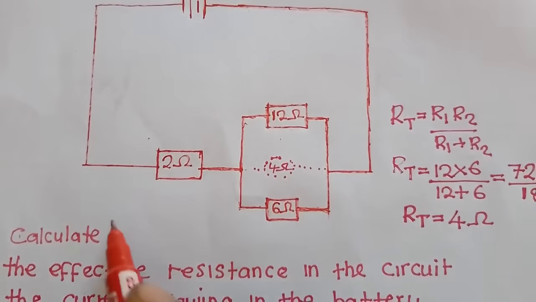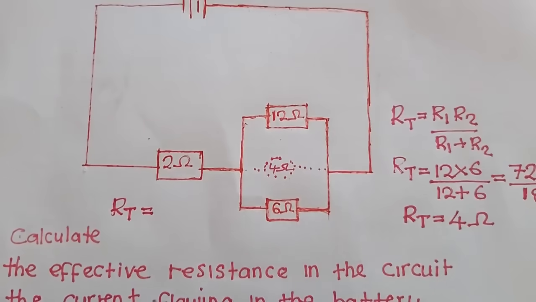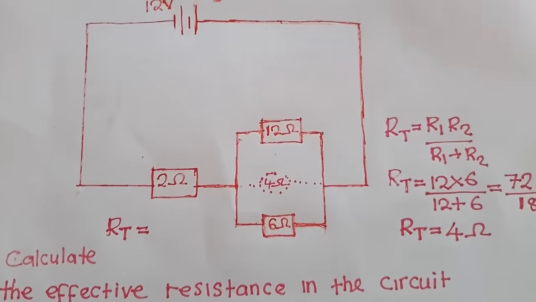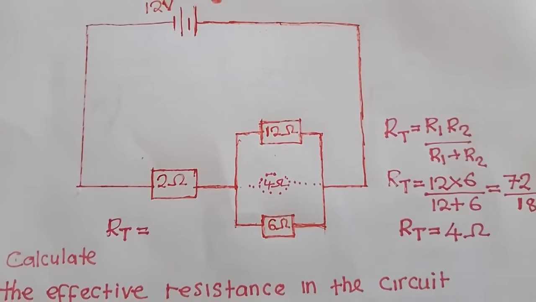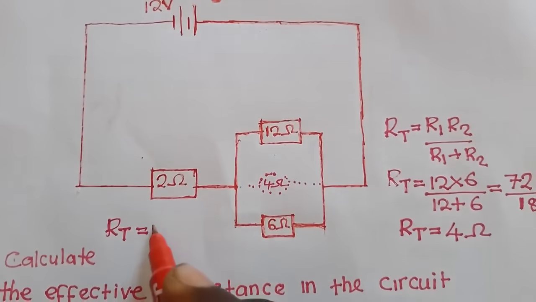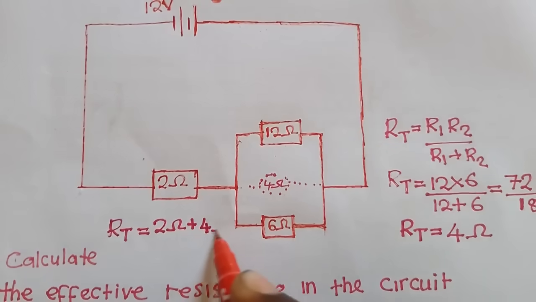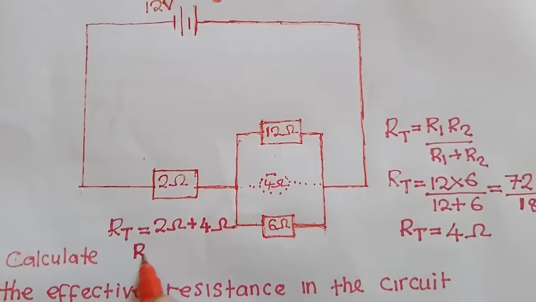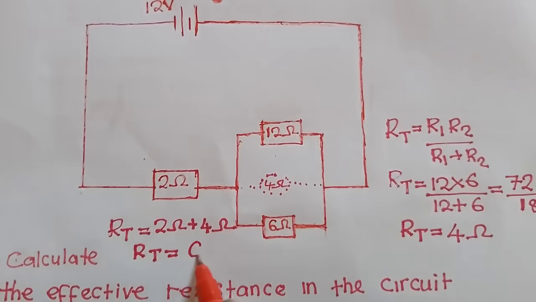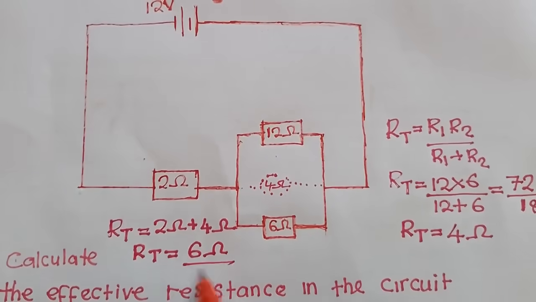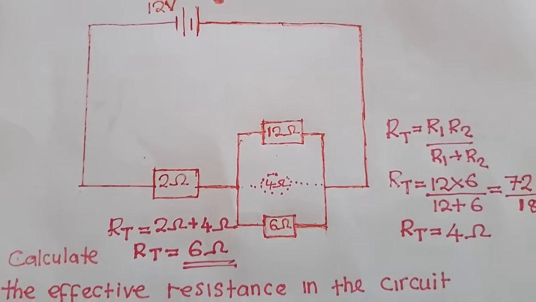So which means the total resistance will be equal to what? What will be the total resistance in this case? You just say 2 ohms plus the 4 ohms that is there, where you are going to say total resistance is equal to, so total resistance is equal to what? 6 ohms. So this is the answer for the first question. This is how you get to answer that question.